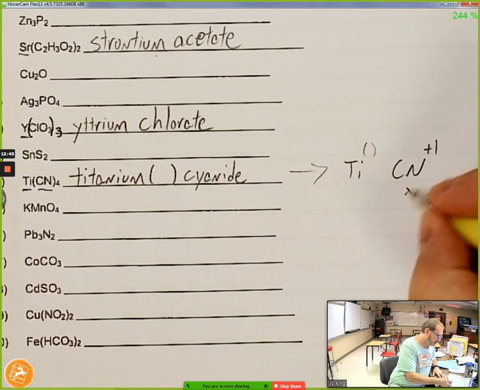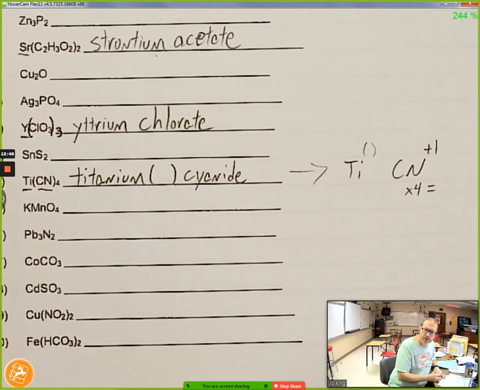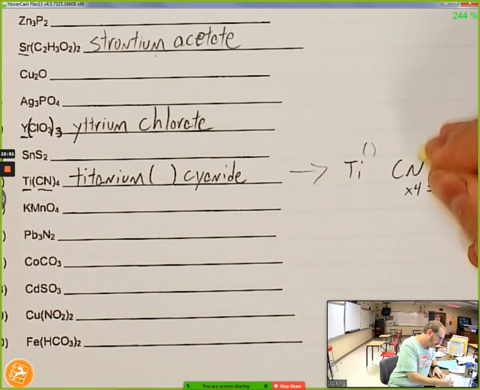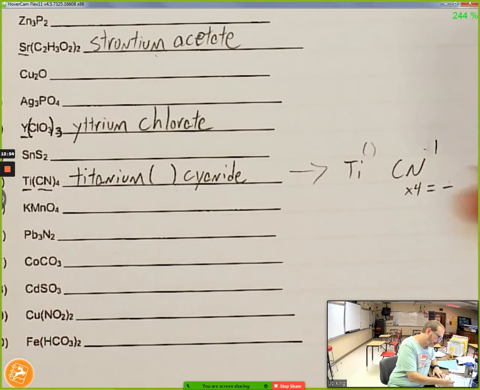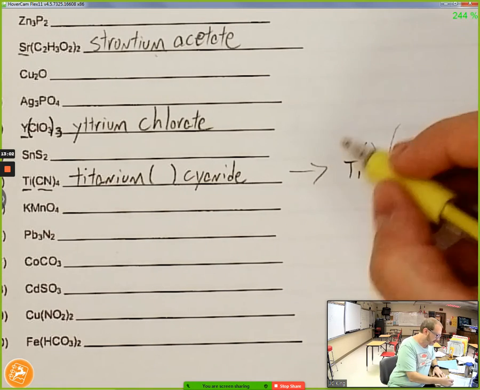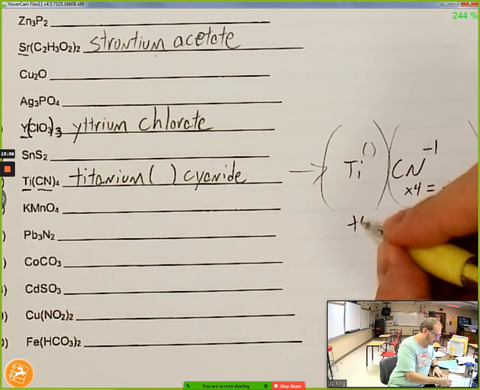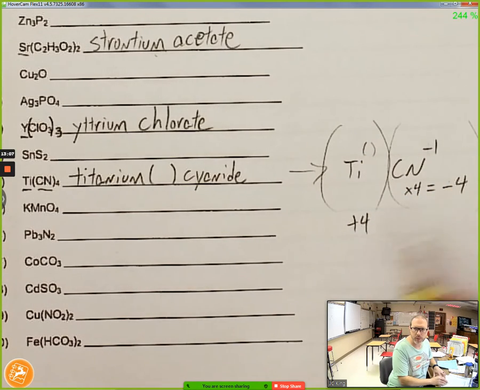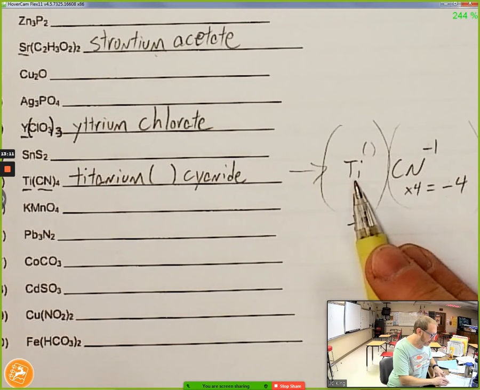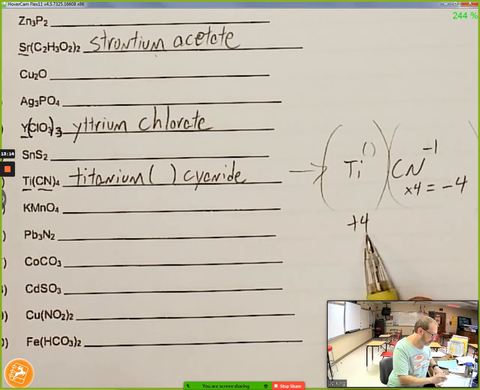So if I do this times 4, I've got a total charge on the positive side of this of, oh, I'm sorry. Am I writing +1? It's negative, my bad. -1. So I've got a total charge of -4 on this side of the molecule, which means I have to have a total charge of +4 on this side in order for those two to balance out. So since I just have one atom, that atom has to have a charge of +4.